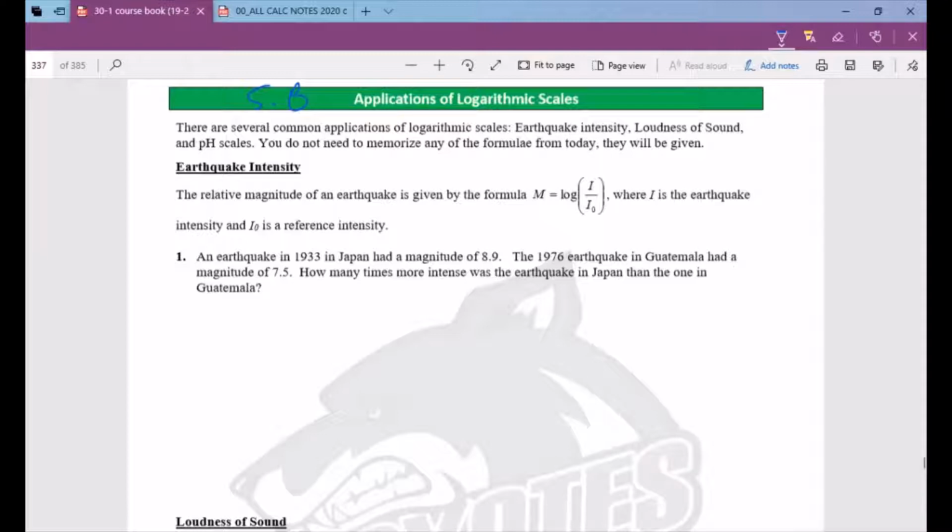So this one starts off with an example about earthquake intensity, and it says, okay, here's your formula: M is equal to log of I over I naught. M is what you commonly think of as the measurement of how strong an earthquake is. When you hear in the news that this had an intensity of an 8.3 or 7.4, these things are logarithmic, which means essentially that every additional 1 point on this earthquake scale is a factor of 10 in intensity.